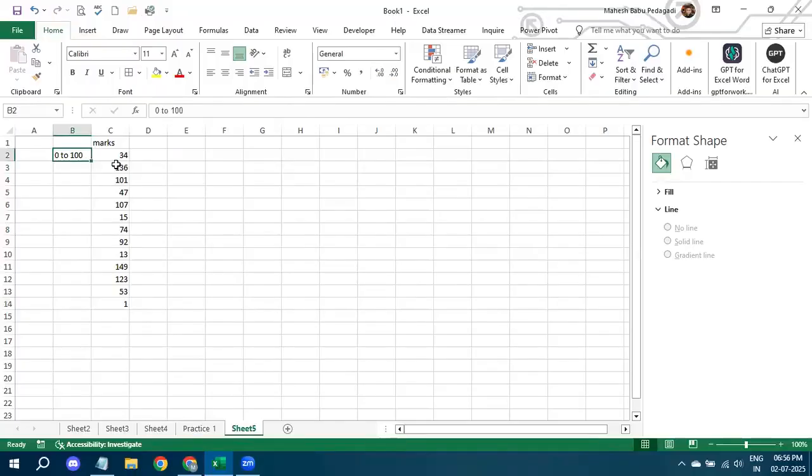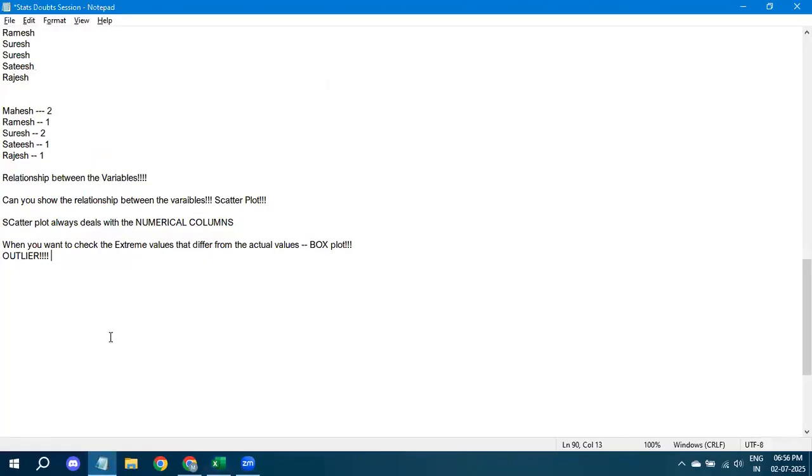The marks are 0 to 100, but I see values like 136, 149, 101. So these are all called outliers. Will you agree? That means, what should the range of values be? It has to be between 0 and 100, but I'm getting some extreme values. If you see the definition of an outlier, extreme values that differ from the actual values.